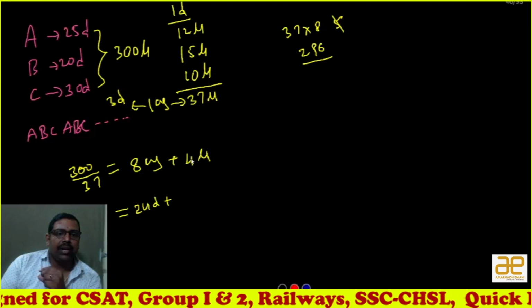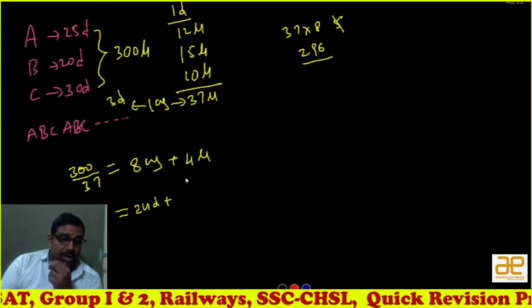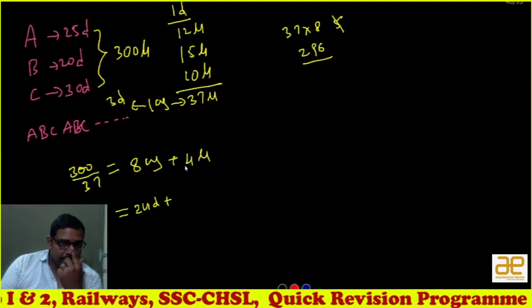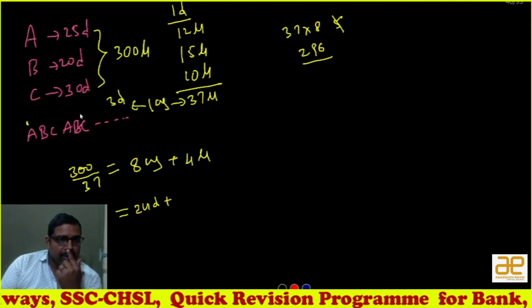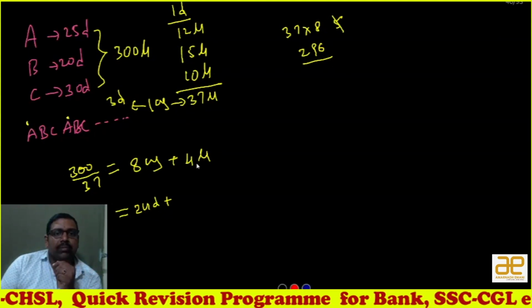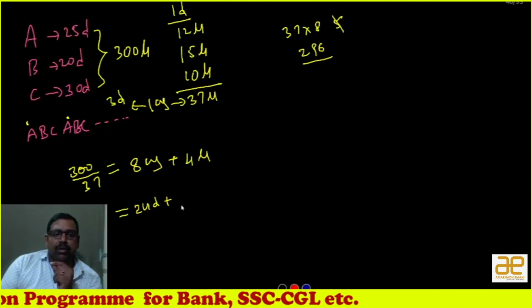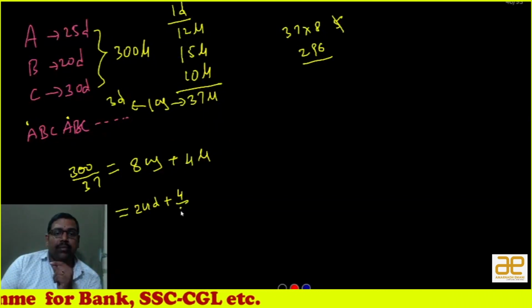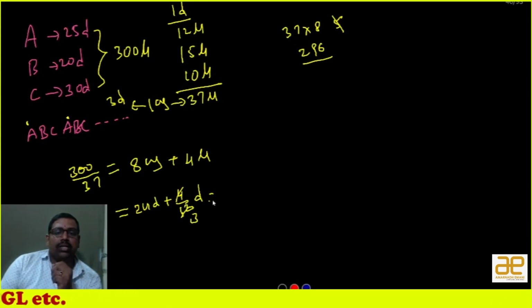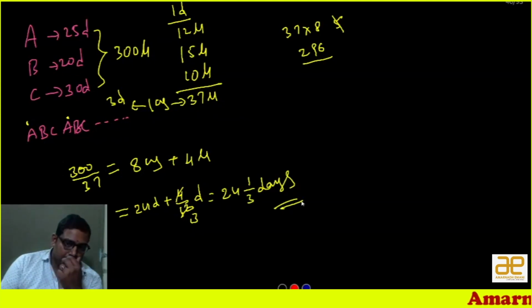Now how many units are pending? 4 units. These 4 units need to be done, and each cycle is started by A. So these 4 units will be subjected to A. A in one day can complete 12 units, but he has to complete only 4 units, right? So 4 by 12, that is 1/3 day. So the answer will become 24 1 by 3 days. That will be the answer.